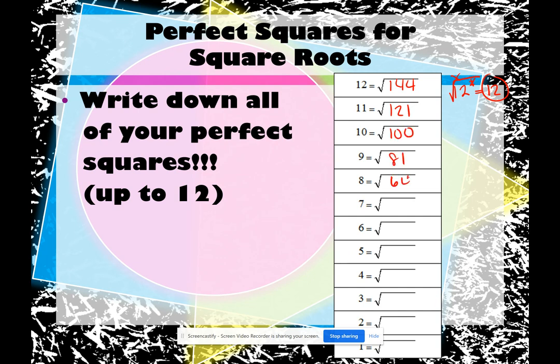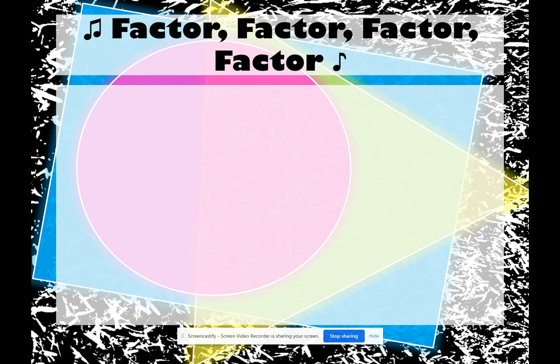100, 81, 64, 49, 36, 25, 16, 9, 4, and 1. So whenever you have these, they're pretty easy. It's just a whole number. That's the answer. But that doesn't always happen. So let's try a number that is not a perfect square, like 20.